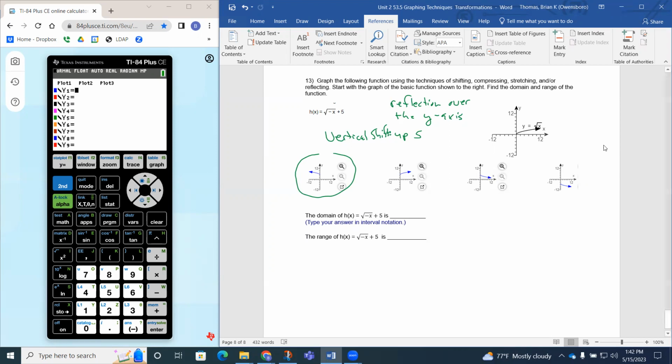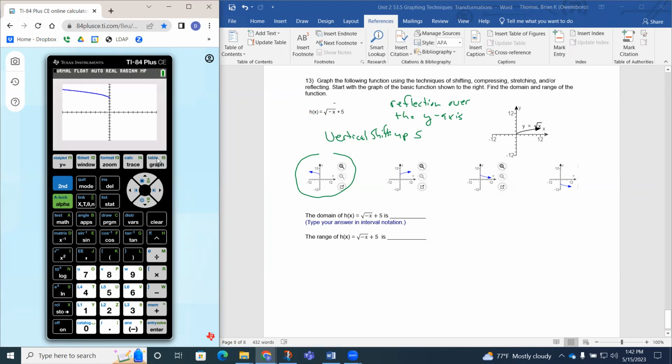So we can kind of double check it by putting this graph into the calculator and see if it matches the one we think it is. So y equals the square root of negative x, and then the 5 on the outside. Graph that, and that does match the same graph there, so that looks good.